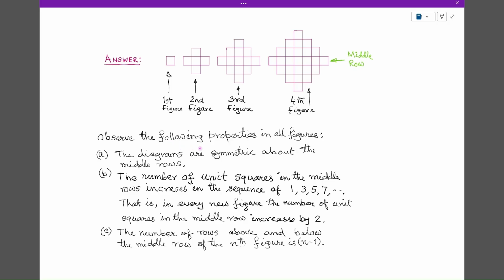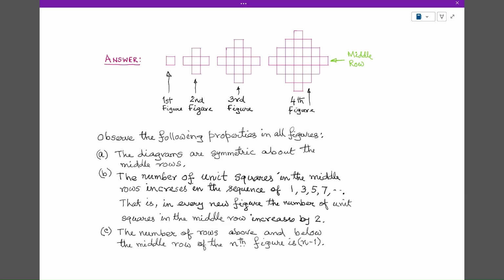Observe the following properties in all the figures. The diagrams are symmetric about the middle rows. This is the middle row, and the diagram is the same above the middle row and below the middle row. Then the number of unit squares in the middle row increases in the sequence of 1, 3, 5, 7, etc. That is, in every new figure, the number of unit squares in the middle row increases by 2.